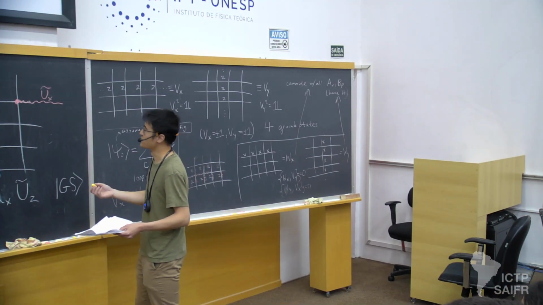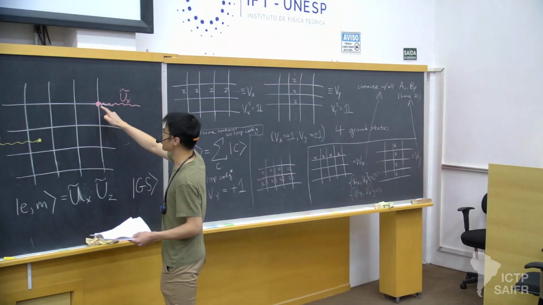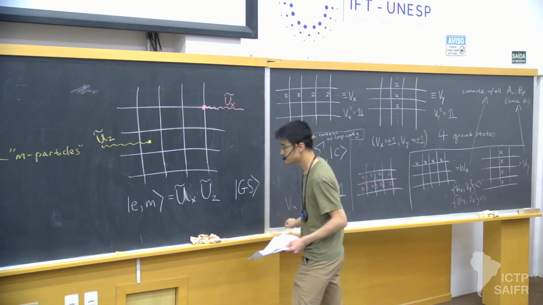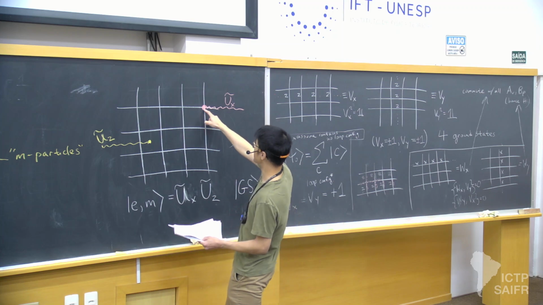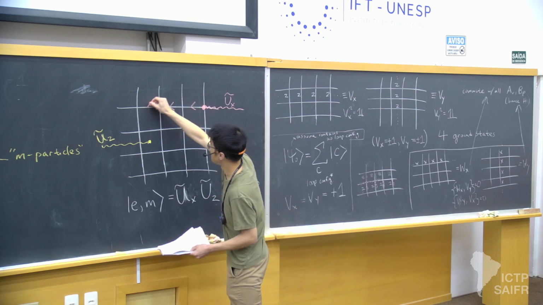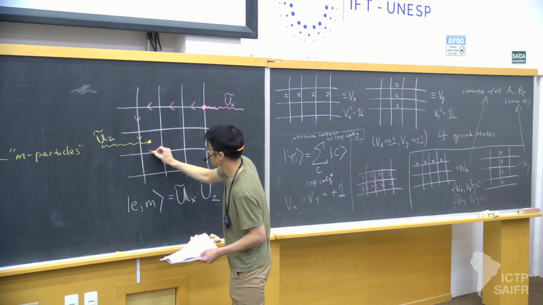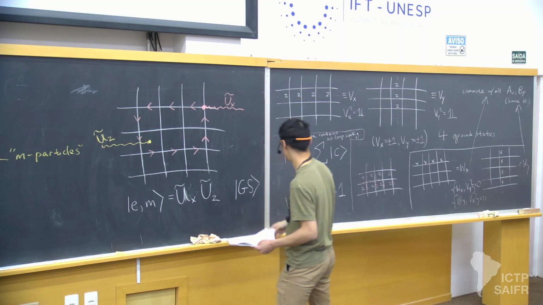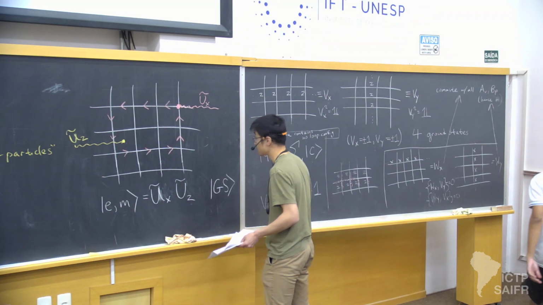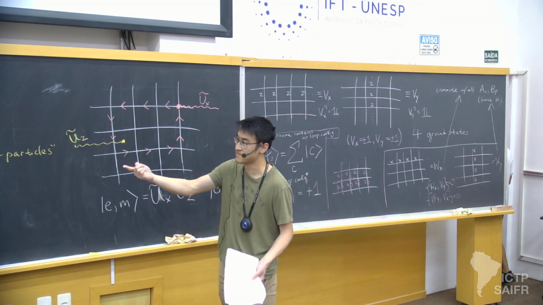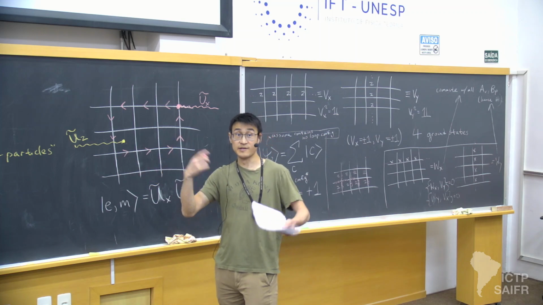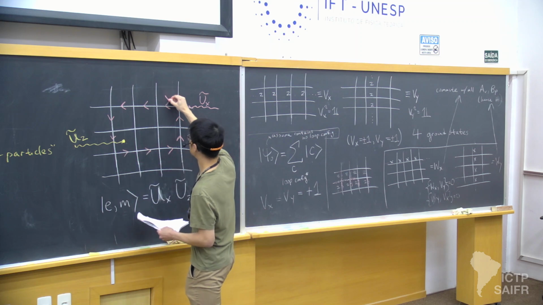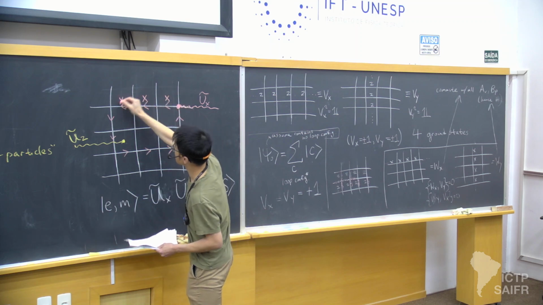Okay, and now I want to see what happens when I move around the E particle all the way around the M particle. Okay, so I want to move this E particle all the way around this M particle. And I can do that by applying the same string operator, this UX type operator, right? So I want to move it around by applying this product of X operators.